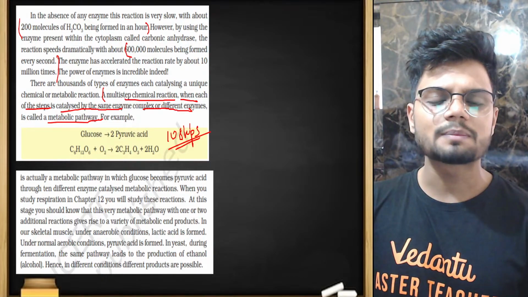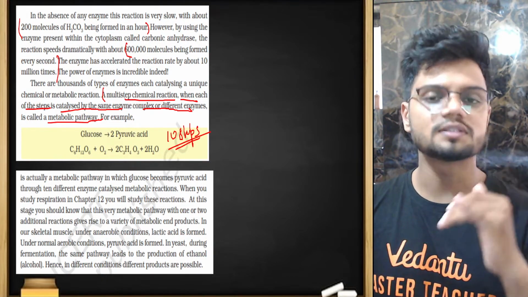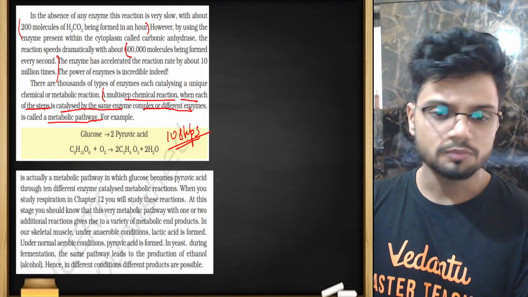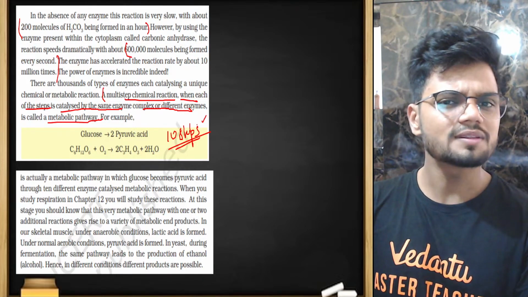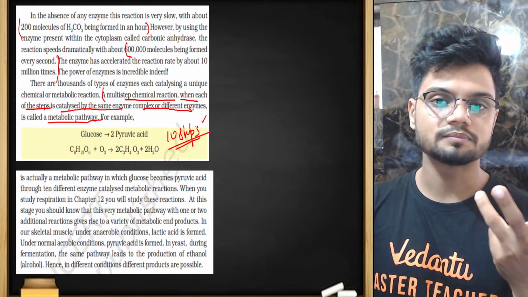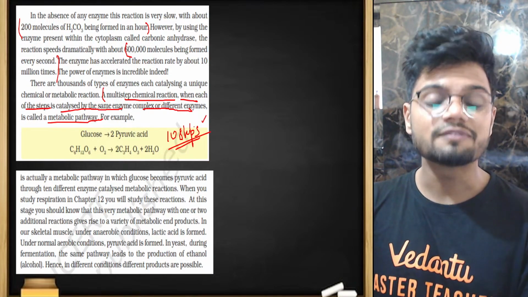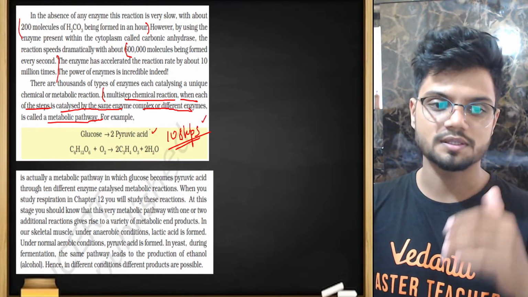Now, all those 10 steps, do they happen at the same time? No. It takes some time. One after another, each step takes place. Now, in these 10 steps, do we have the same enzyme in every step, or does every step have a different enzyme? Every step has a different enzyme here. So that is the beauty of the enzymes in the multi-step process. Okay?